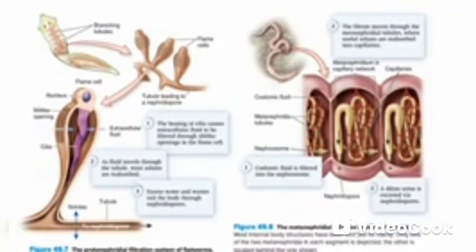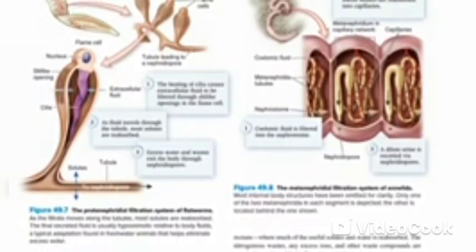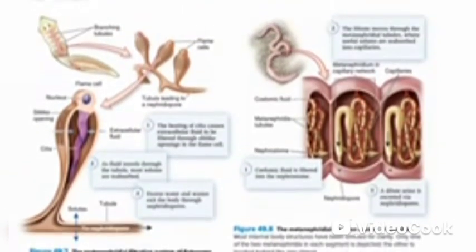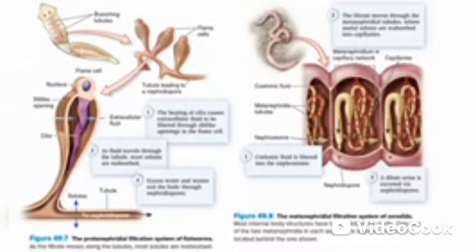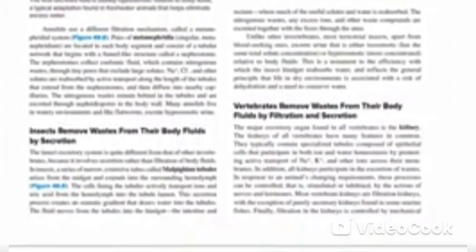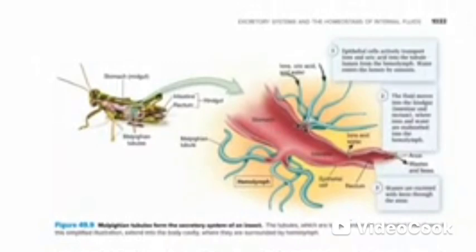Then in this figure, protonephridial filtration system of flatworms. Step by step you can understand the entire mechanism: 1, 2, 3. And this is for earthworm, on the right hand side, metanephridia filtration system of annelids. Malpighian tubules form the secretory system of an insect. 1, 2, 3.